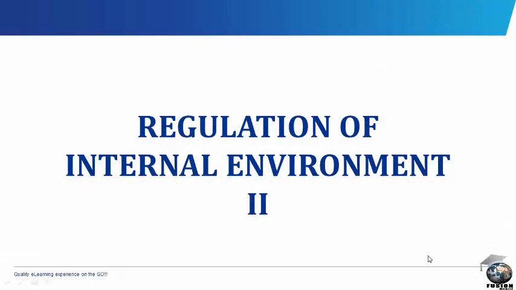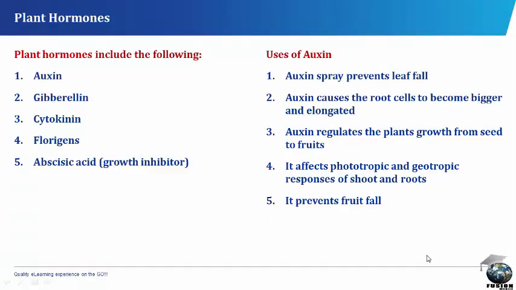Regulation of internal environment continued. Plant hormones include the auxin, the gibberellin, the cytokinin, the florigens, and the abscisic acid, which is also known as the growth inhibitor. Auxin is a class of plant growth substance, often called the phytohormones or the plant hormones, which play an essential role in the coordination of many growth and behavioral processes in the plant life cycle.